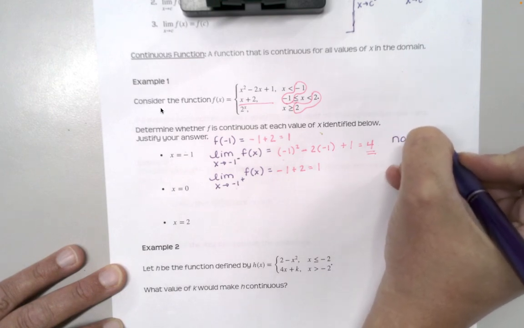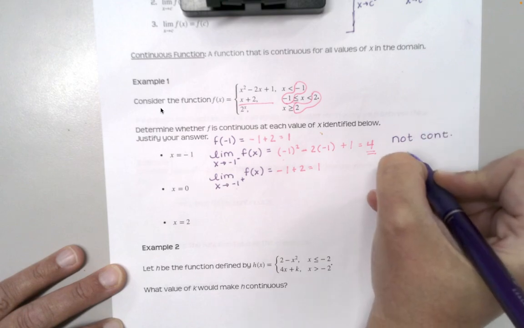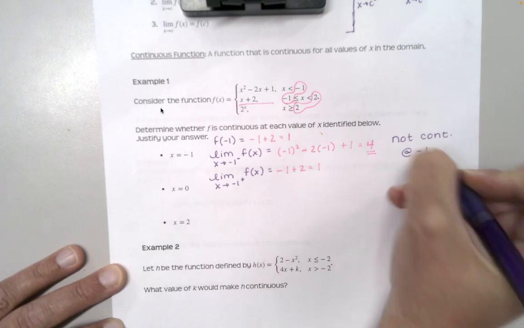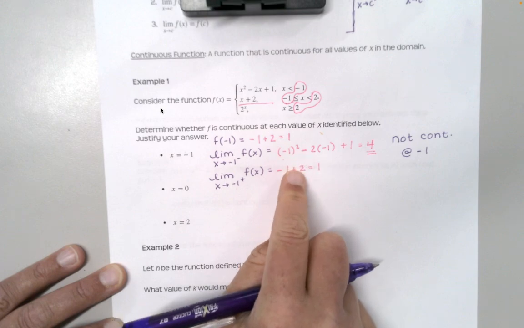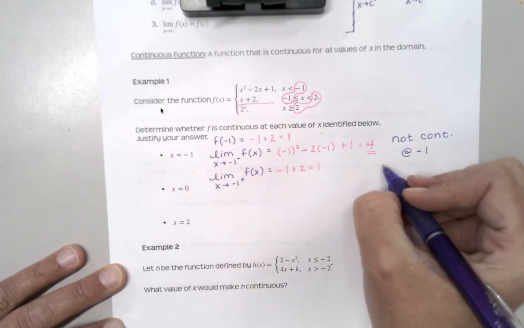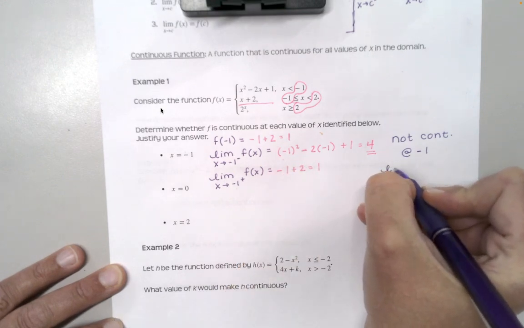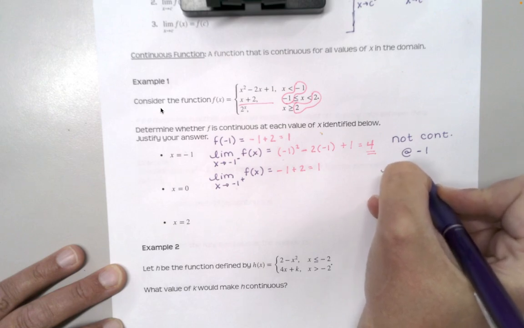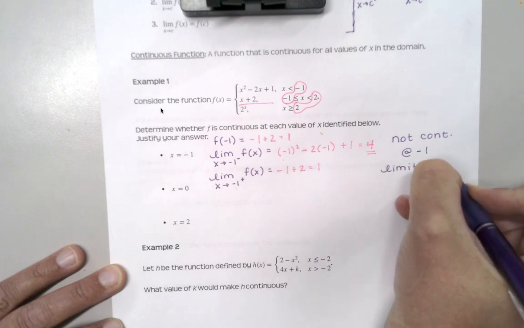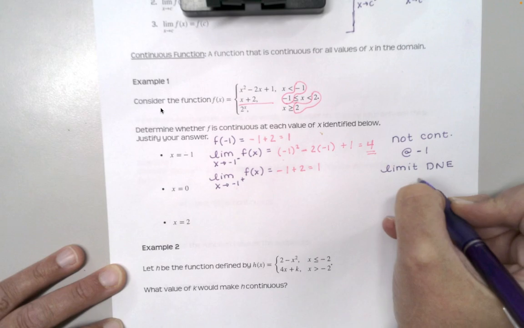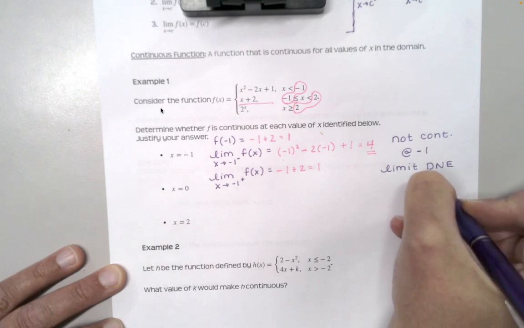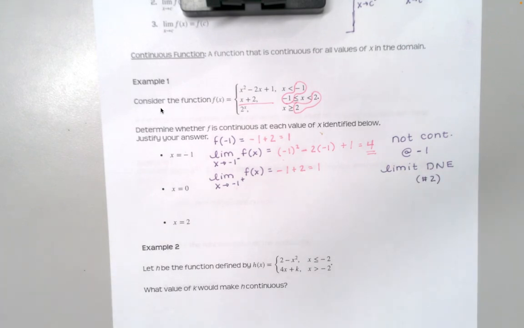Not continuous at -1. And really my issue here is that my limits don't even line up. So I'm just going to say the limit does not exist, which is issue number 2 from our definition. Okay. So all of that kind of goes with problem number 1.